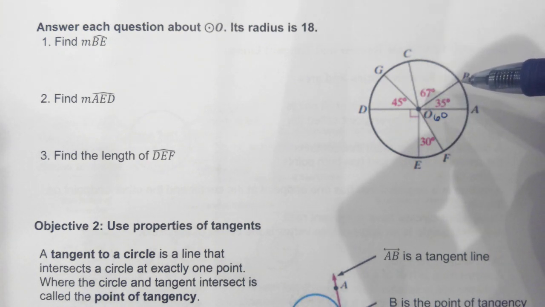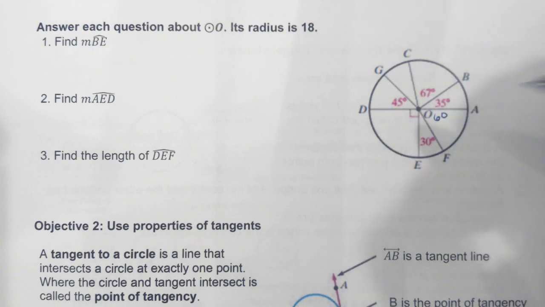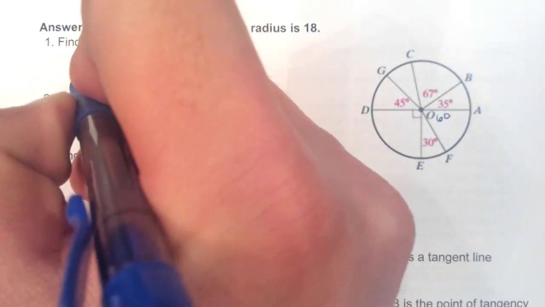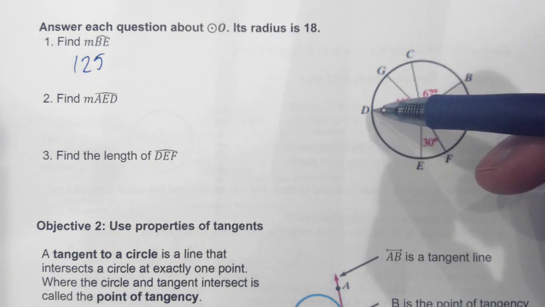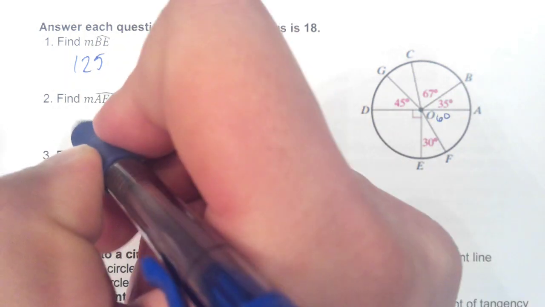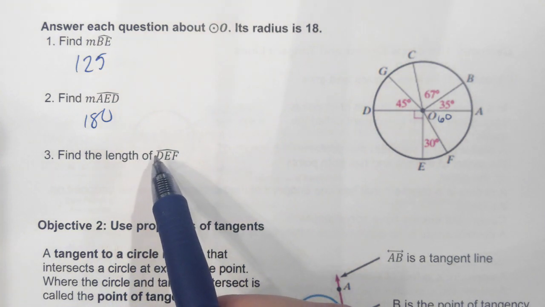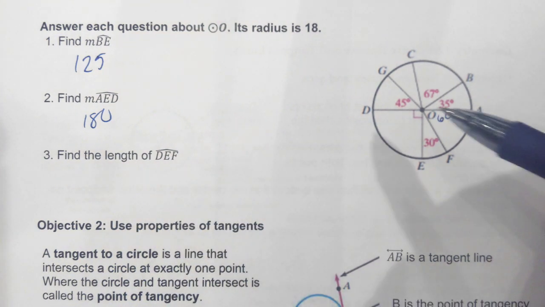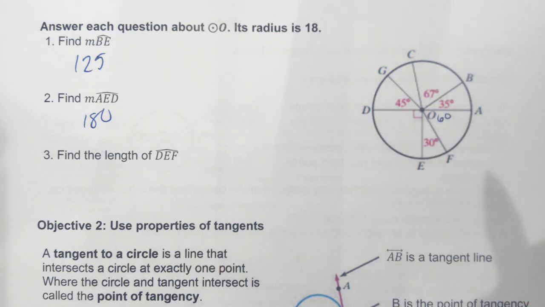So then to get arc BE, we just have to add those together. 35, 60, and 30 would make 125. And remember the arc measure is the same as the central angle. Okay, next one is arc AED, so that goes from A to E to D. Well, that one's pretty obvious. It's the half circle, so it's 180. The last one says the length of arc DEF. I don't know why I put 3 letters on there because that's a minor arc, but that's okay.